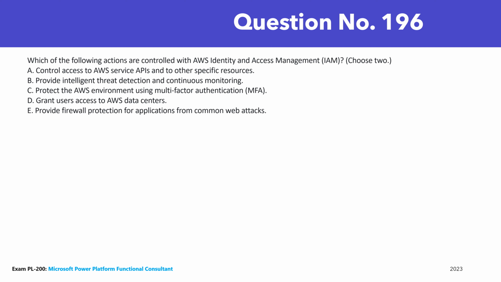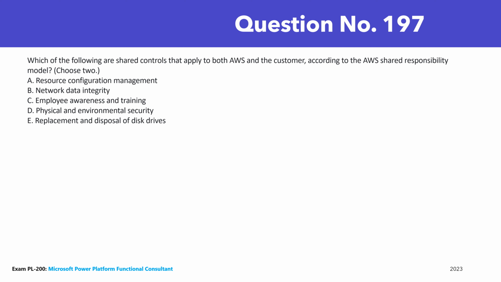Which of the following actions are controlled with AWS Identity and Access Management, IAM? Choose 2. A. Control access to AWS Service APIs and to other specific resources. B. Provide intelligent threat detection and continuous monitoring. C. Protect the AWS environment using multi-factor authentication, MFA. D. Grant users access to AWS data centers. E. Provide firewall protection for applications from common web attacks. Correct answer, A, C.